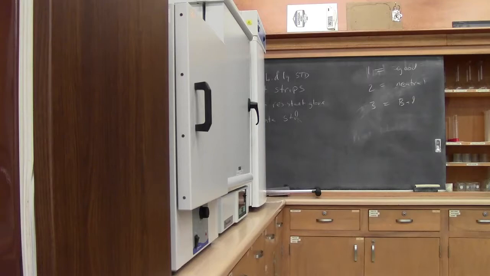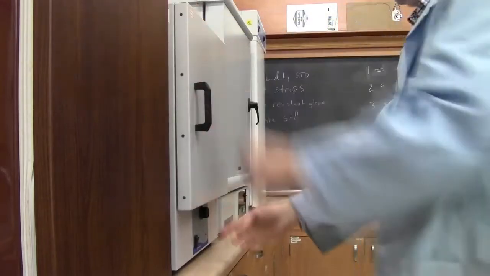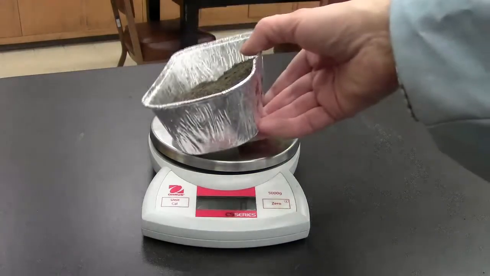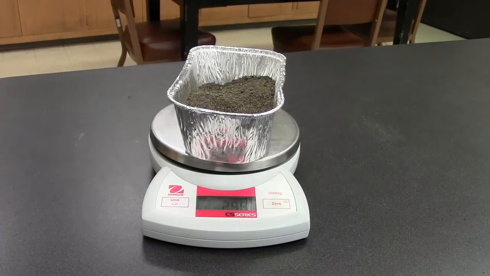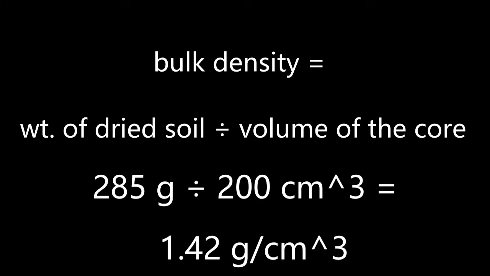We'll want to remove the moisture from our sample to get a true weight of the soil, so we'll put the sample in a drying oven overnight. After the sample is dry, we weigh it again. The dry core weighs 285 grams after we deduct the weight of the empty container. To calculate bulk density, we use the dry weight of soil divided by the volume of the soil core. Our 200 cubic centimeter core weighed 285 grams after it was dry, giving us a bulk density of 1.42 grams per cubic centimeter.